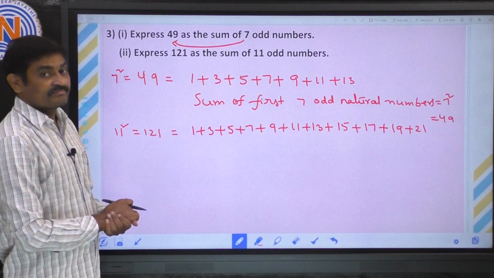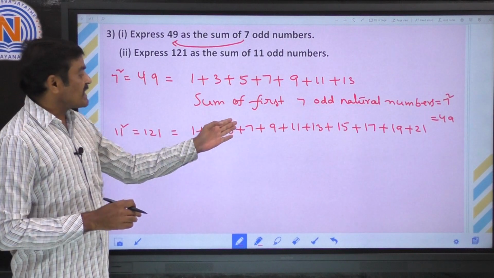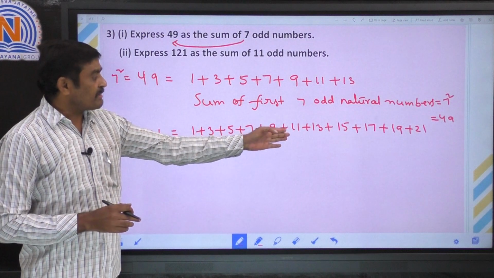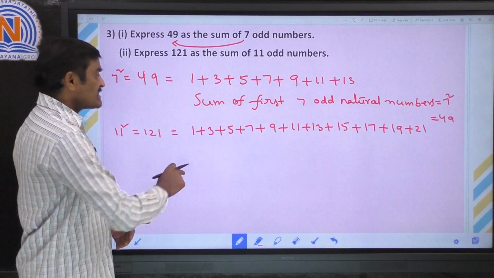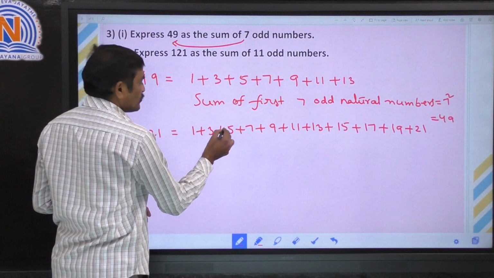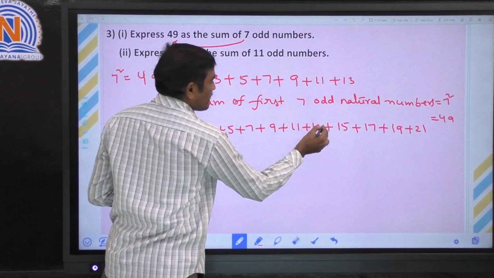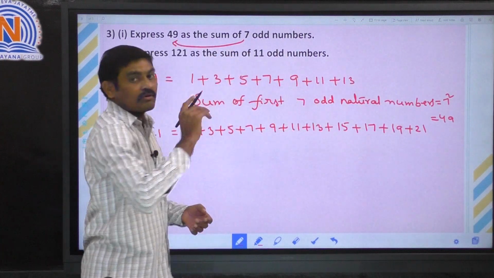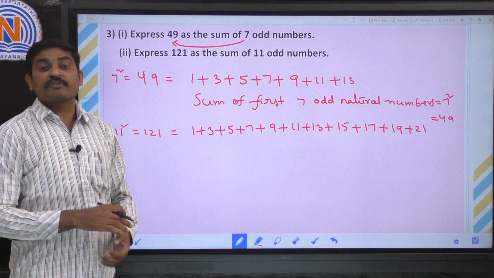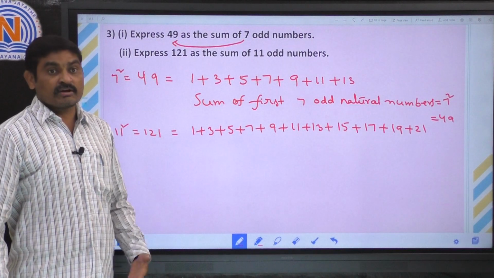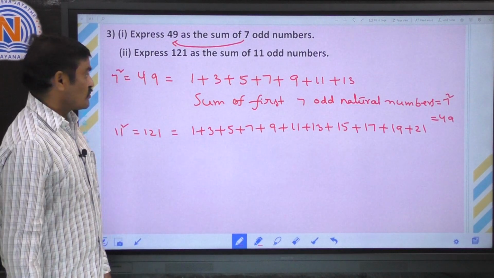You can verify. Okay, so 1 plus 3 plus 5 plus 7 plus 9 plus 11 plus 13 plus 15 plus 17 plus 19 plus 21. These are 11 numbers. You can see 1, 2, 3, 4, 5, 6, 7, 8, 9, 10, 11. Okay, so in this way 121 can be expressed as a sum of first 11 odd natural numbers. Okay children, let us move on to the next question.